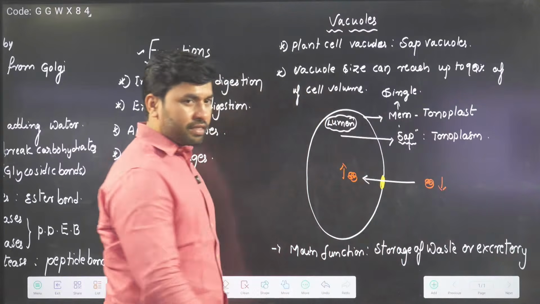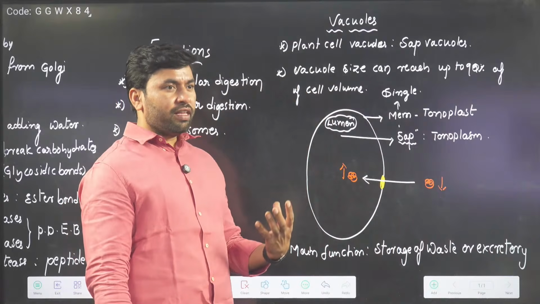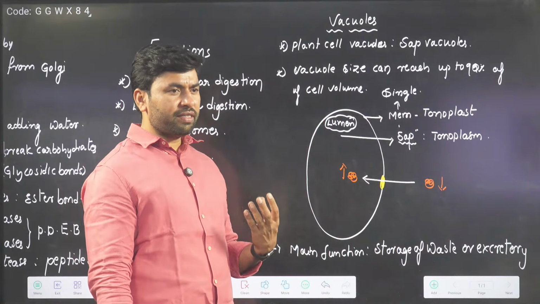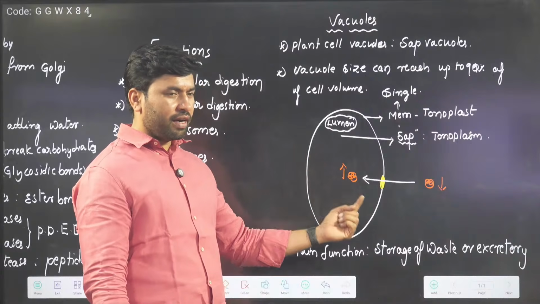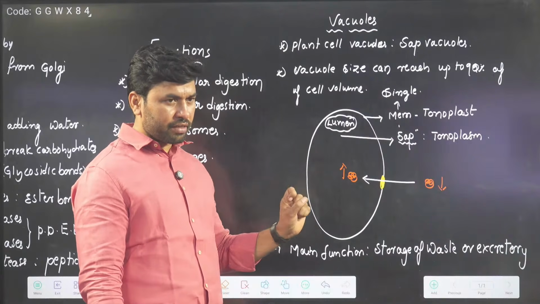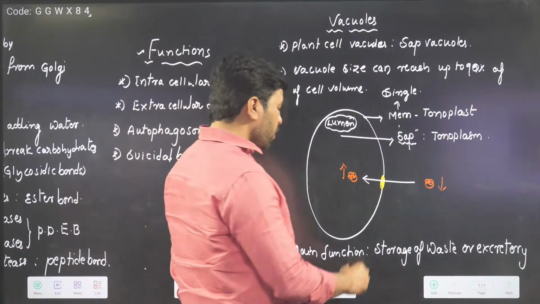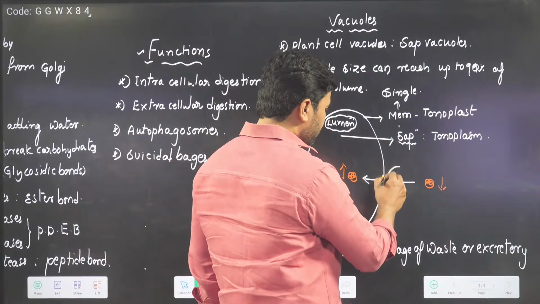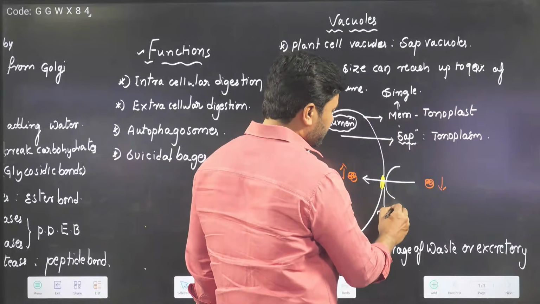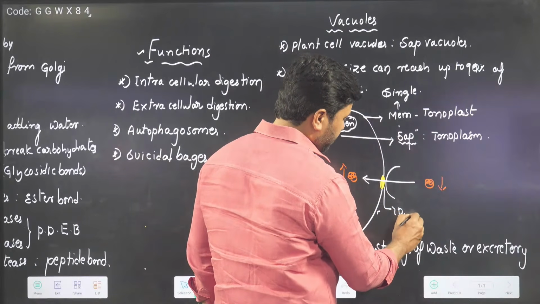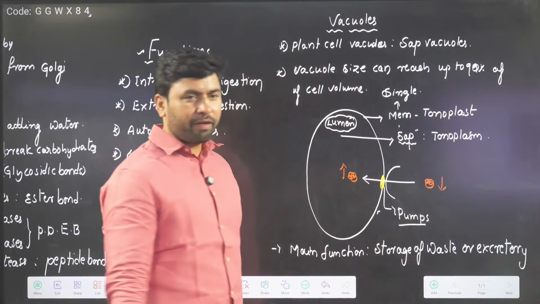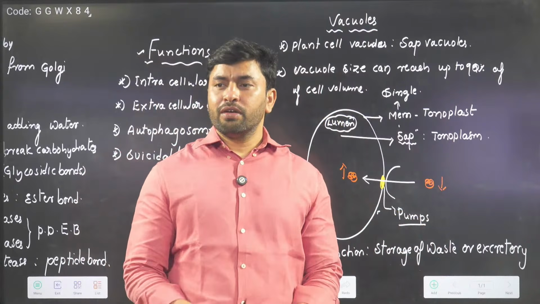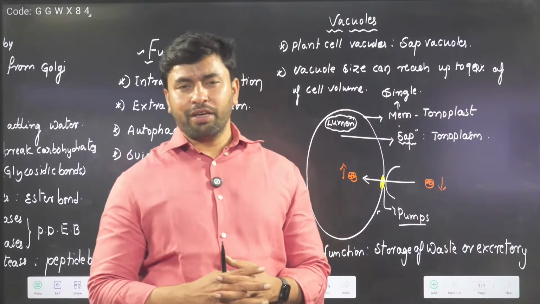As a result, whenever the cell wants to dump the waste in the vacuole, it has to send the substances against the concentration gradient. That's the reason why on the vacuolar membrane there are many transporters present, in the name of pumps. Do you know the meaning of the pump? When I was talking about the plasma membrane, I might have given this detail.